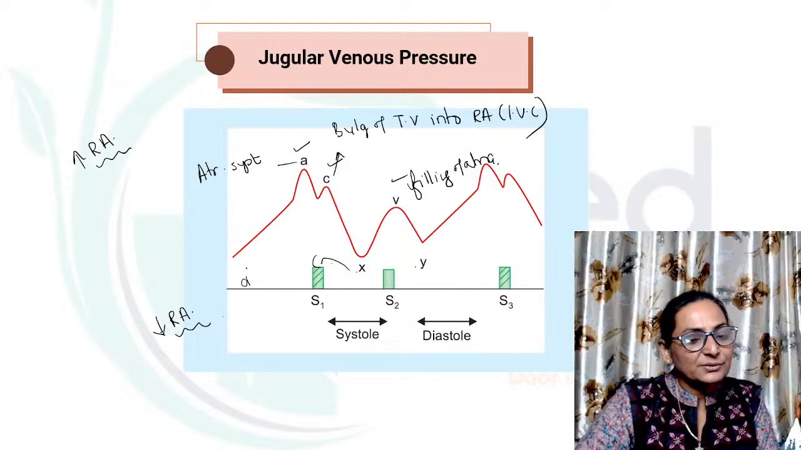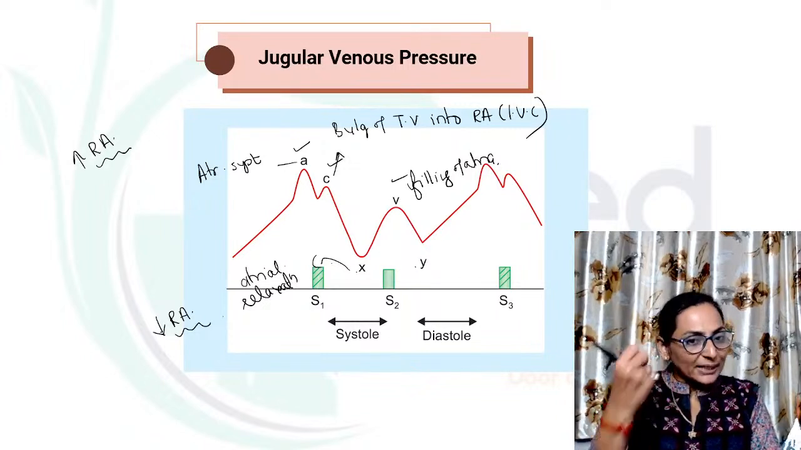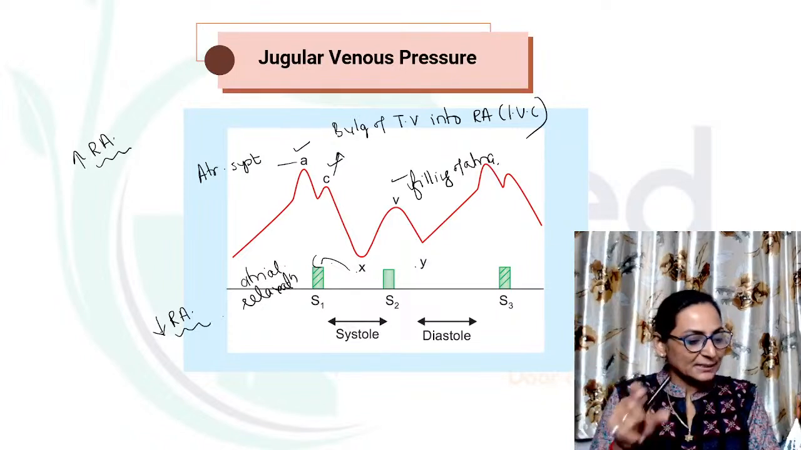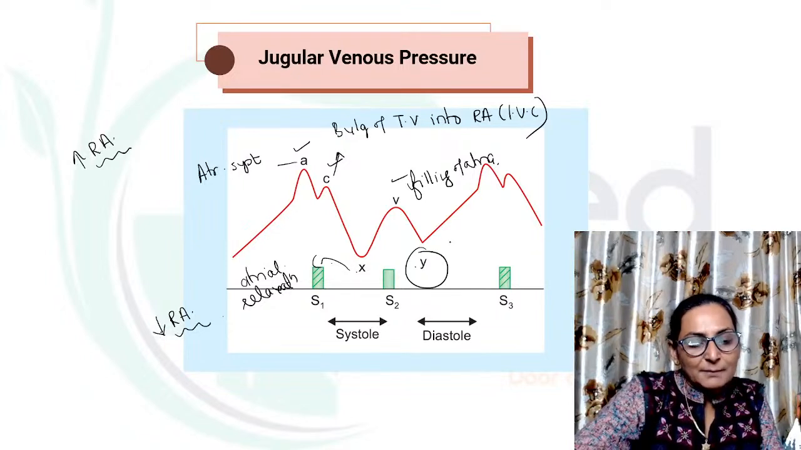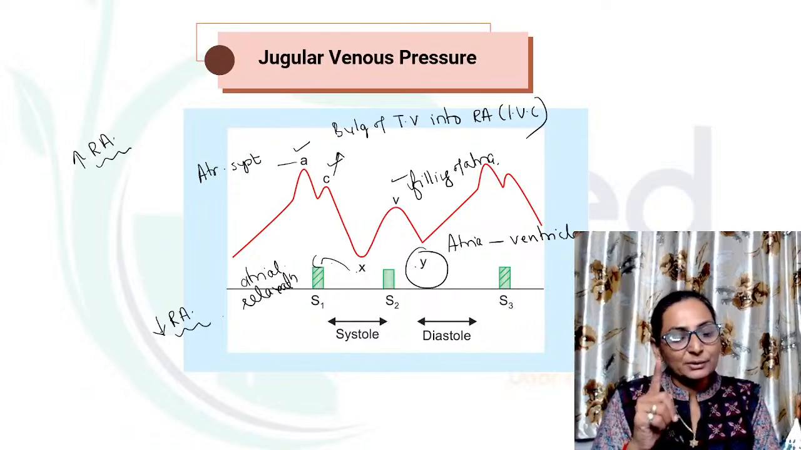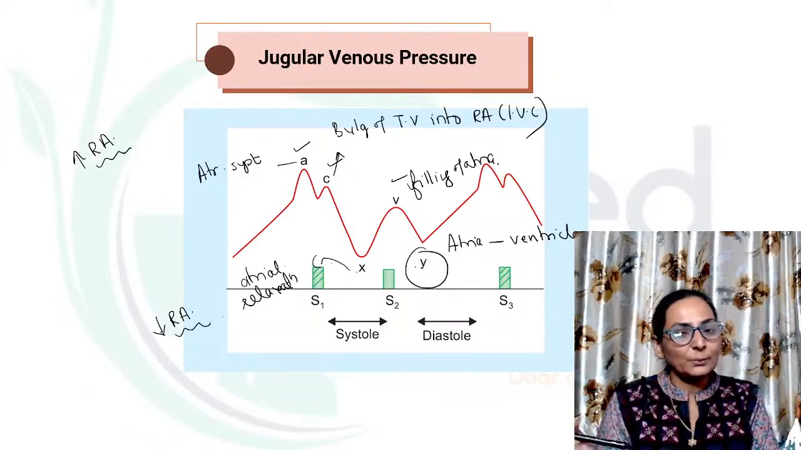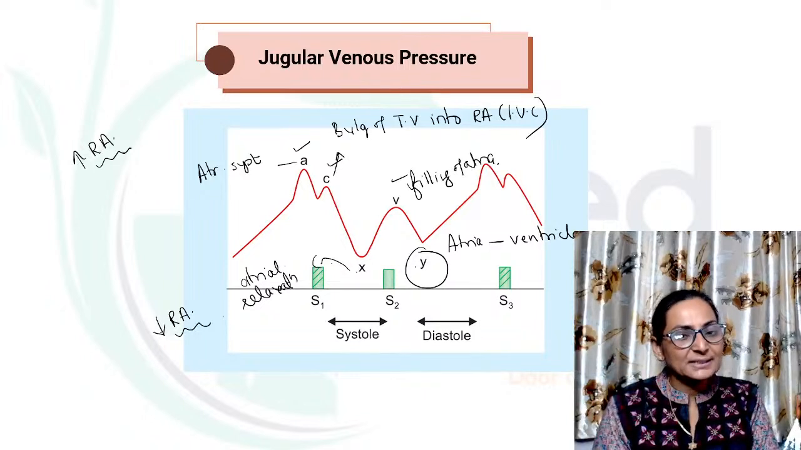X wave, atrial relaxation. It is actually atrial relaxation when the ventricles are ejecting their blood. When the ventricles are ejecting their blood, meanwhile the atria are relaxing, at that time you get the X wave. And Y wave is when the blood passes from the atria to the ventricles, during the last part of ventricular filling. As the blood passes, as there is emptying of the atria, the blood volume decreases, and so the pressure also falls.